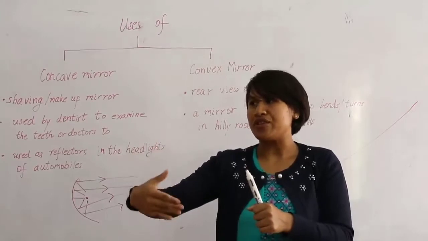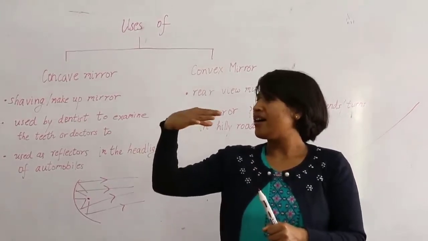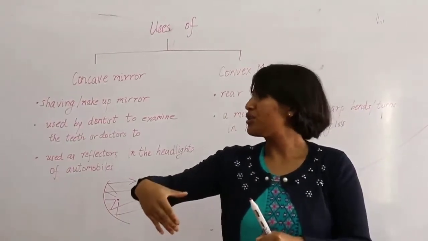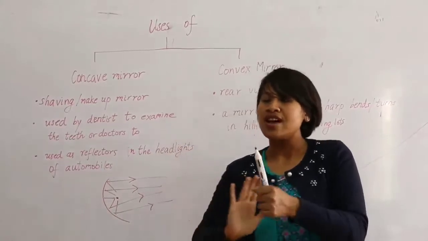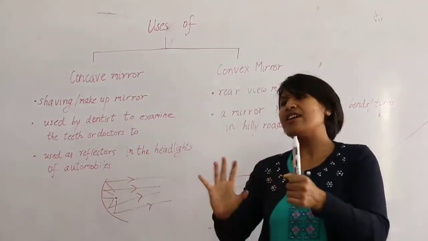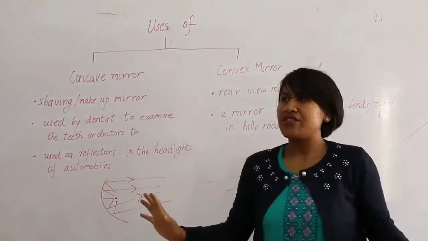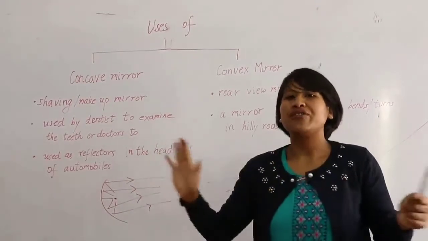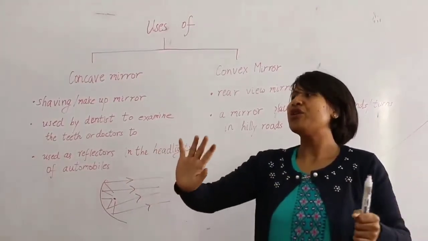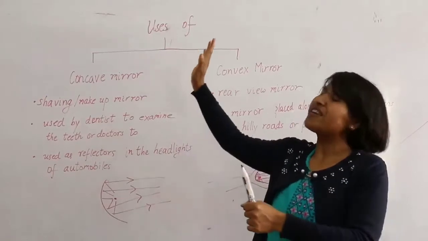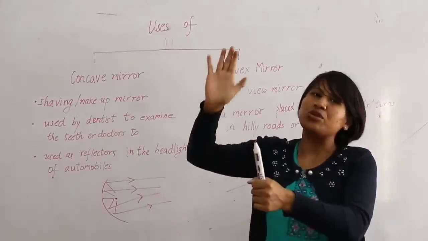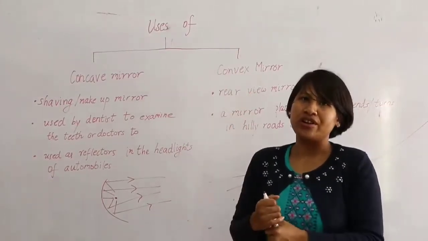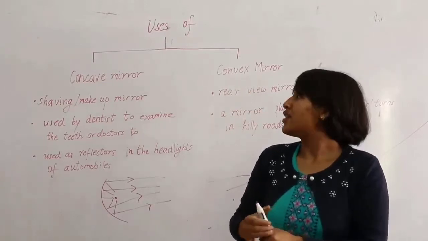They have used a convex mirror because a convex mirror diminishes the size and provides a wide field of view. A wide field of view means that even at a very far distance the image will be formed in the rear view mirror.